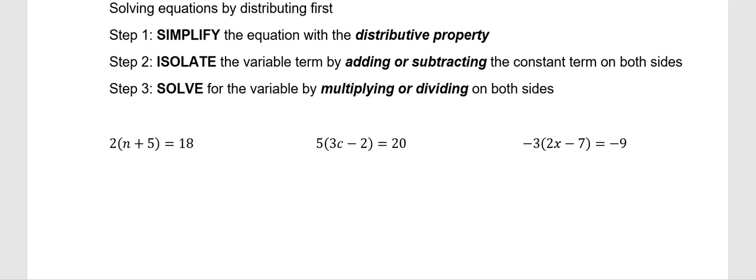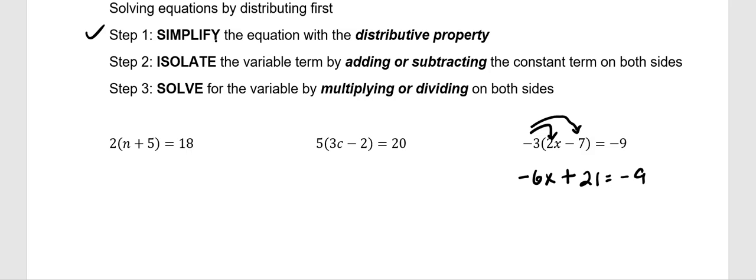So the first step is going to be that I simplify by distributing. And we just saw an example like this directly above. So negative 3 times positive 2x should give me negative 6x. Negative 3 times negative 7, we know two negatives together give me something positive. That's going to give me, in this case, 21 equals negative 9. I took care of my simplifying.